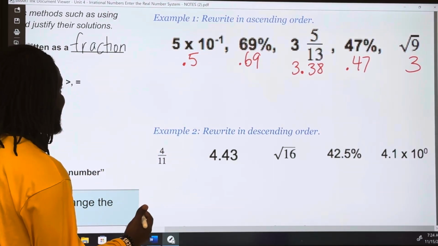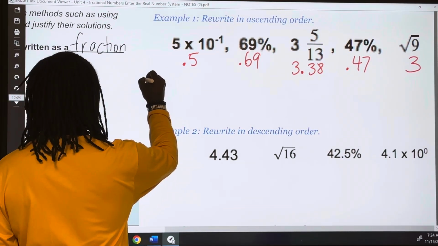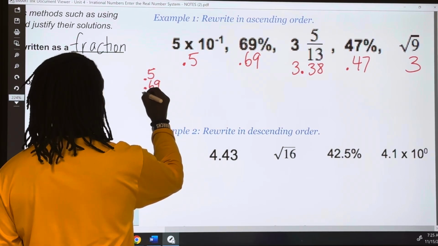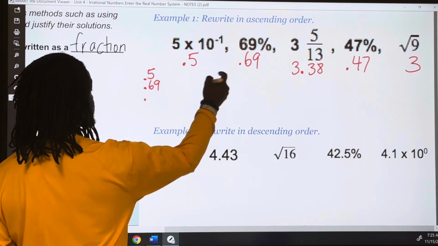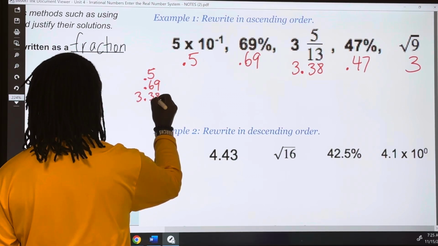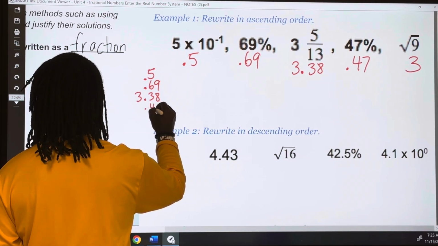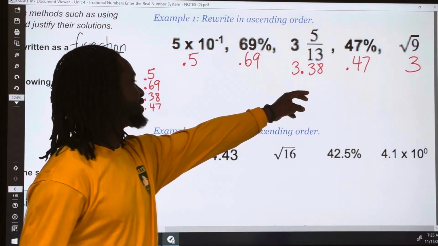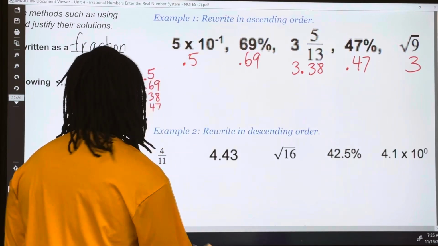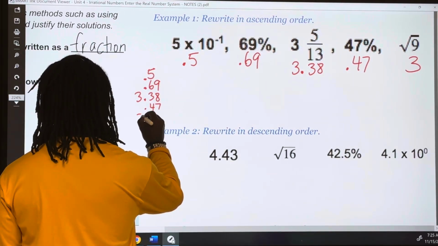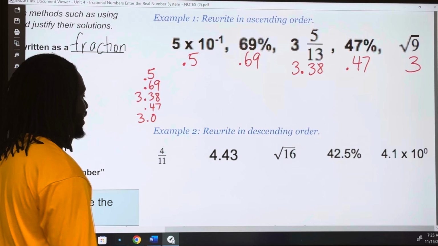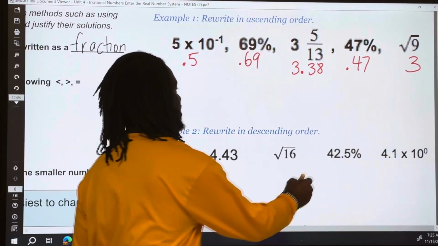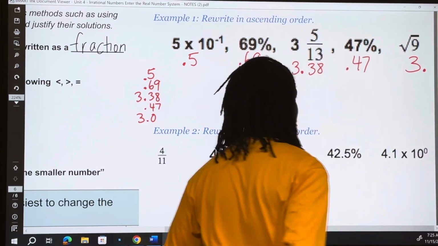Now, when you line up the decimal, this is 0.5, this is 0.69, this is 3.38, this is 0.47, and then this is 3. Now, super important that this 3 is a whole number. So as a decimal, this would be 3.0. Okay, so super important that you line up that decimal correctly. That decimal would be right behind the 3.